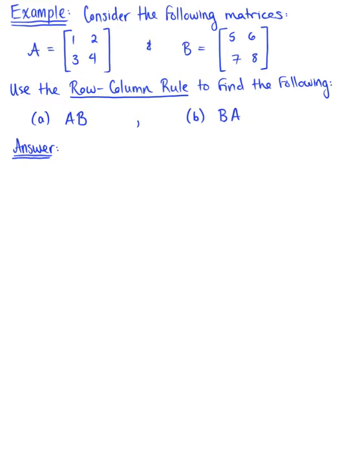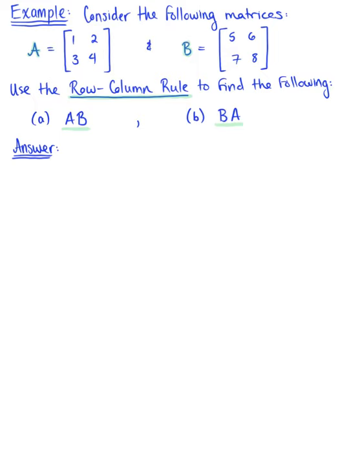Consider the following matrices, and here we are given two 2x2 matrices. We have matrix A and matrix B. And now here we're asked to specifically use the row-column rule to find the following products. So in part A, we're asked to find the product matrix A times matrix B. And in part B, we are asked to find the product of matrix B with matrix A.